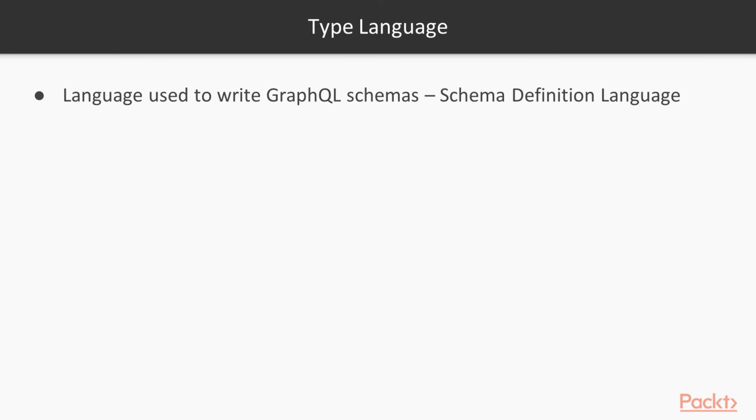The type language is a language you will be utilizing much more frequently because it is used to create and define schemas. Hence the reason it is called the schema definition language. In case you ever hear other GraphQLers talking about the SDL, the schema definition language is also known as SDL for short.